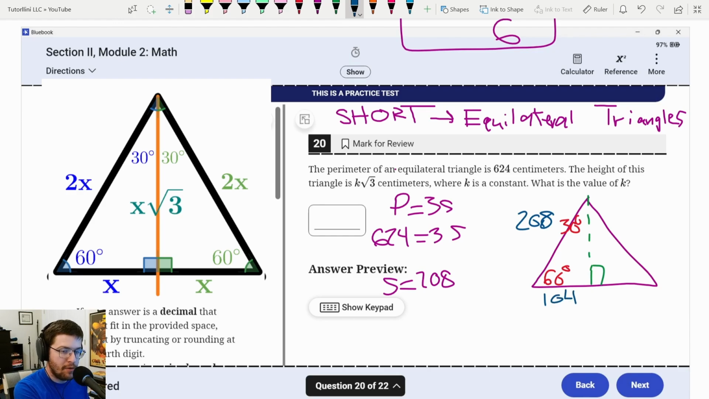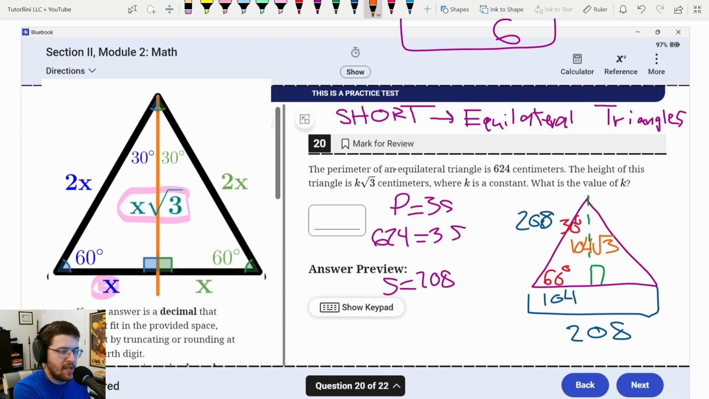And yes, that will always happen for equilateral triangles. See how this side is still 208, but it got split into 2 equal parts? That's really important to understand. Anyway, so as we talked about, x is 104. So that means the height is 104 root 3.